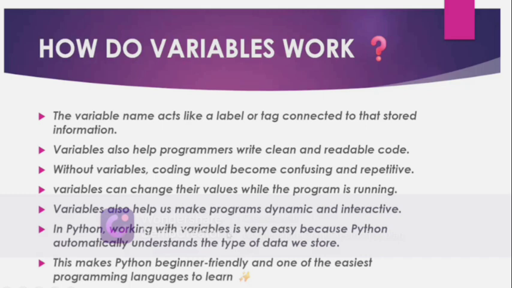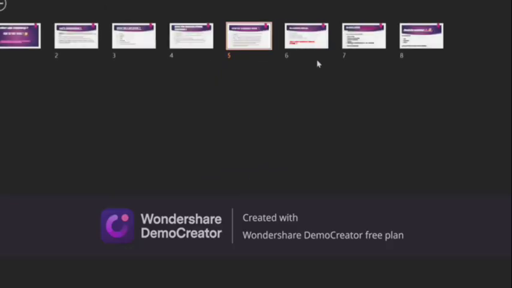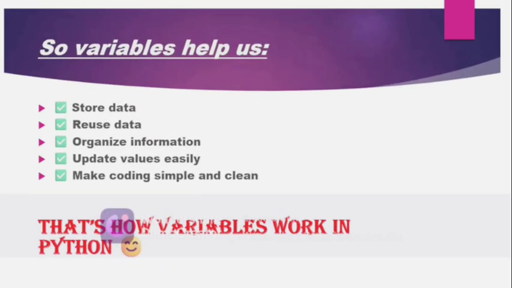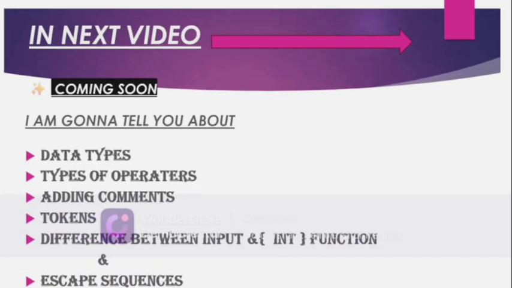And variables are not just for storing data, they help computers remember, process, and manage information efficiently. So, variables help us store data, reuse data, organize information, update values easily, and make code simple and clean. That's how variables work in Python. So whenever we write programs in future, variables will be used almost everywhere.